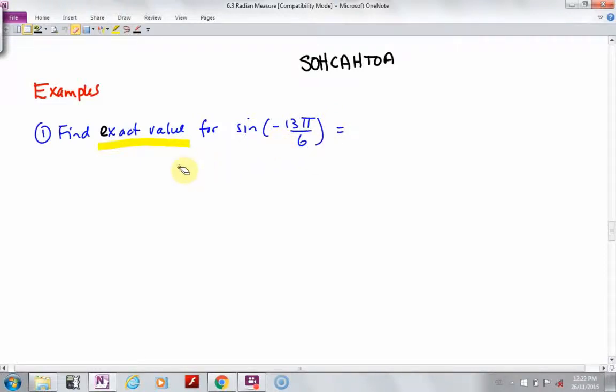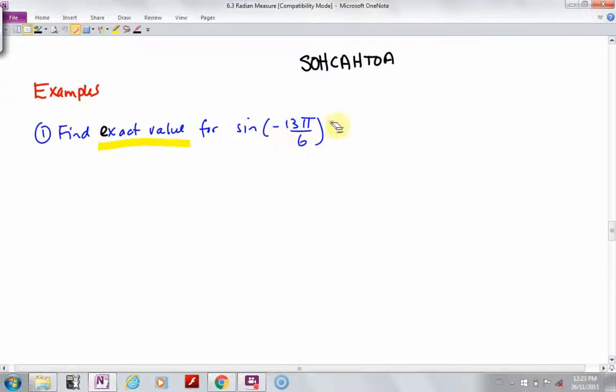So what this means, you can't put it in your calculator. If it was find the value of sine negative 13 pi by 6 to 2 decimal places, then you would just make sure your calculator was in radian mode, and you would do the sine of, and you type in negative 13 times pi divided by 6, hit enter, and you'd have the answer. But because I want exact value, it's a little more complex. And you can do it without a calculator, and it could be a calculator or non-calculator question.